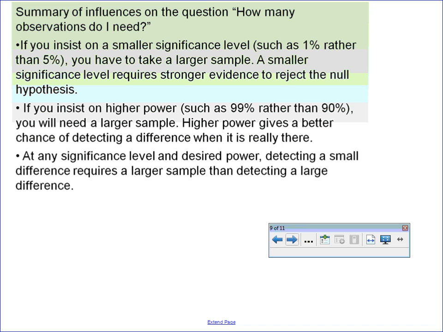We can decrease our type 1 error by lowering alpha, but then we really need to increase sample size. And the basic rule is the higher the sample size, the more likely we are to get a statistically significant result.